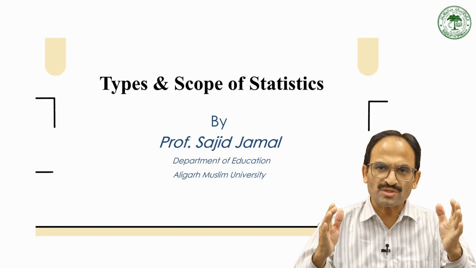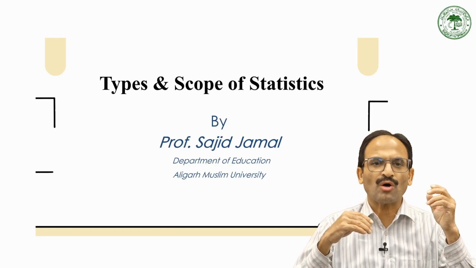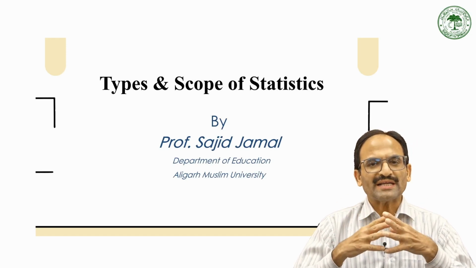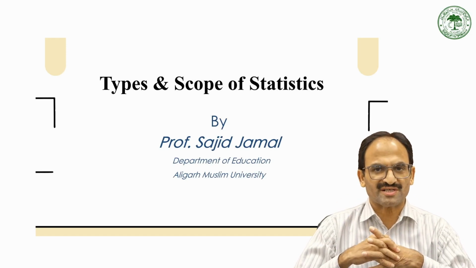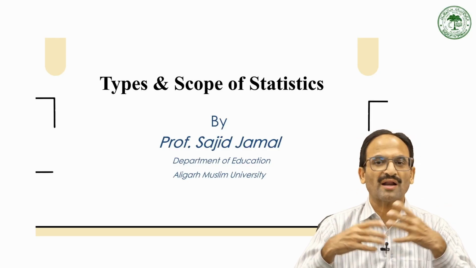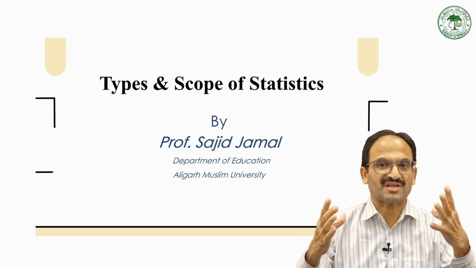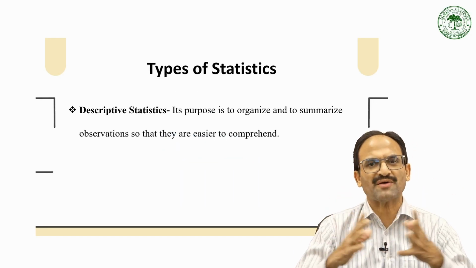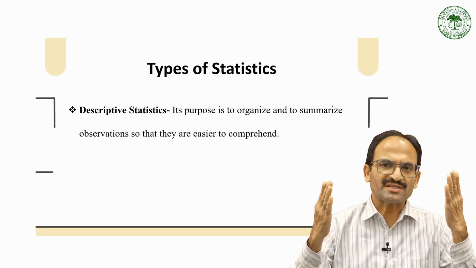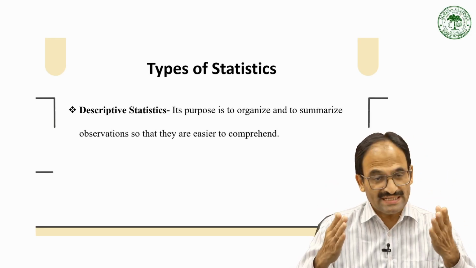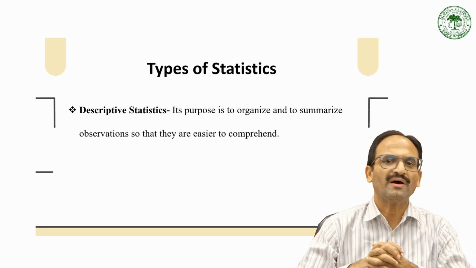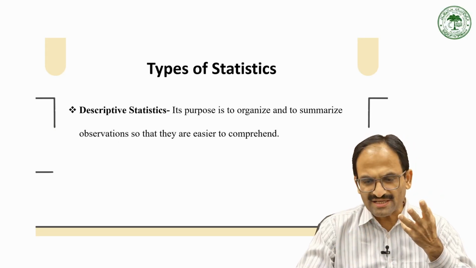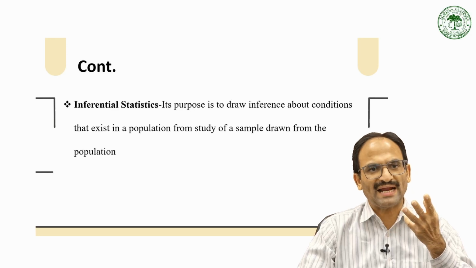So in this whole session, first of all, I will tell you how many types of statistics are there, and then I will be talking about what is the scope of statistics, why statistics is important, or what are the functions of statistics, something like that. So if you talk mainly about types of statistics, statisticians said that there are three types of statistics: descriptive statistics, inferential statistics, and of course applied statistics.